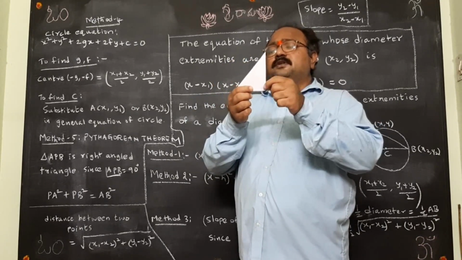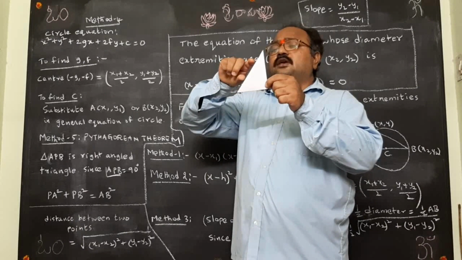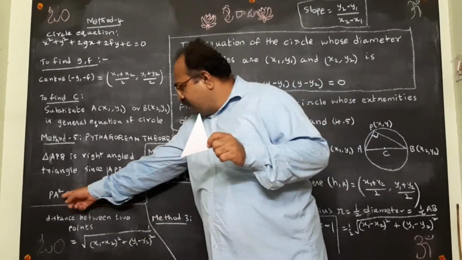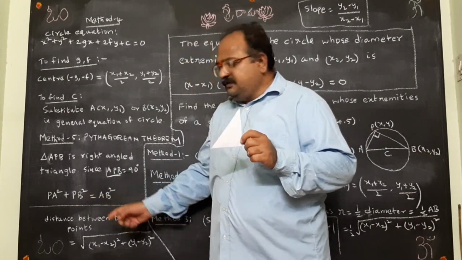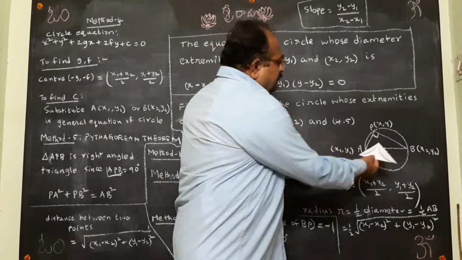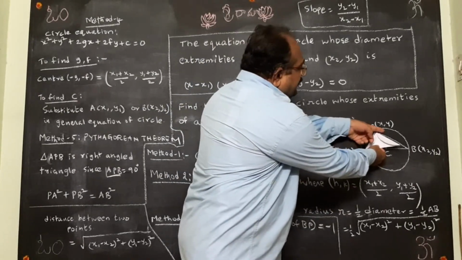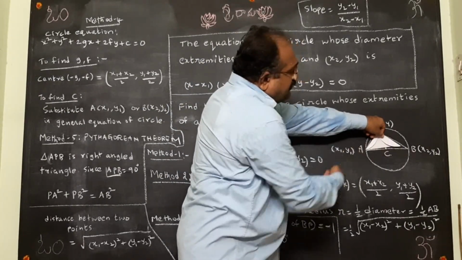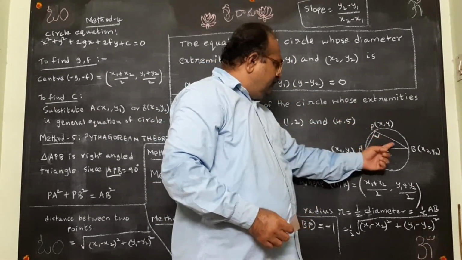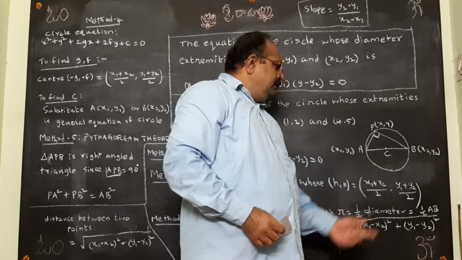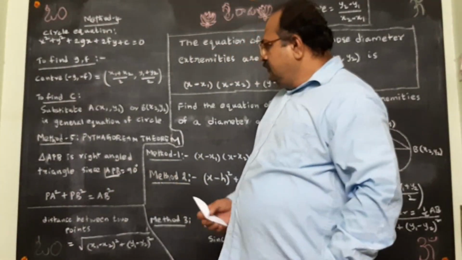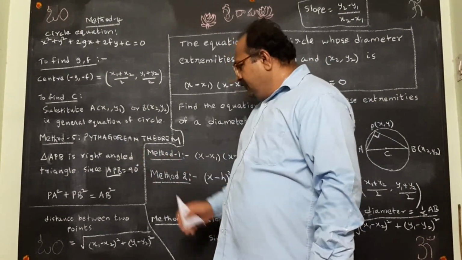PA square plus PB square equals AB square. So that's what we have noted down. Here we discussed this is a right angle triangle, and AB becomes the diameter, the hypotenuse. So PA square plus PB square equals AB square. Using this formula we can find the equation of the circle.